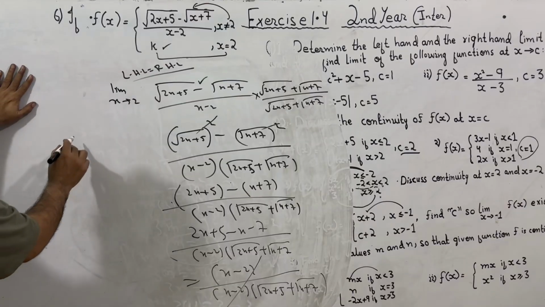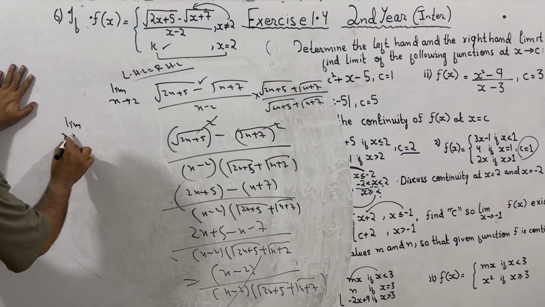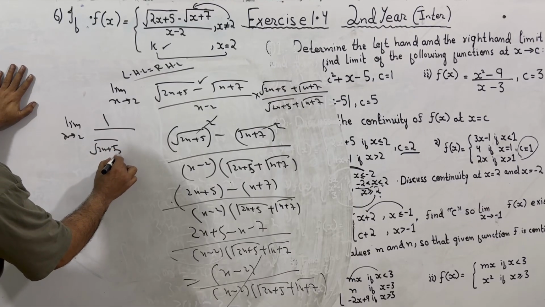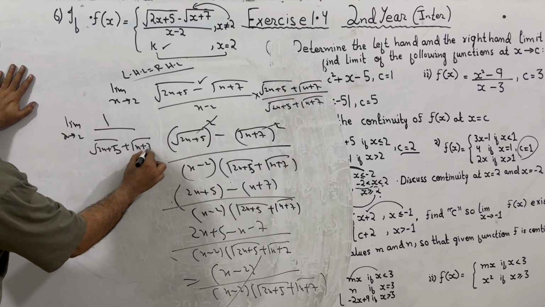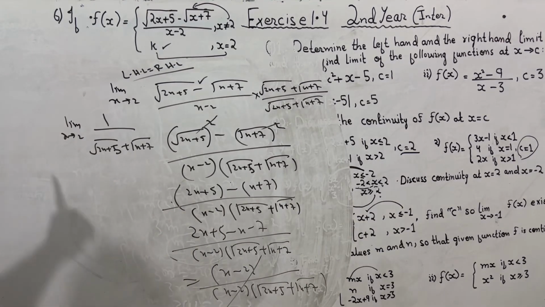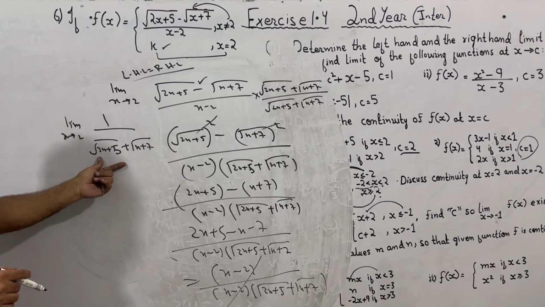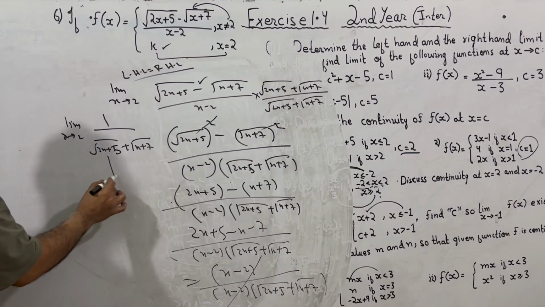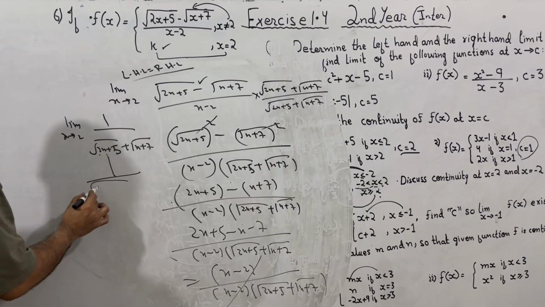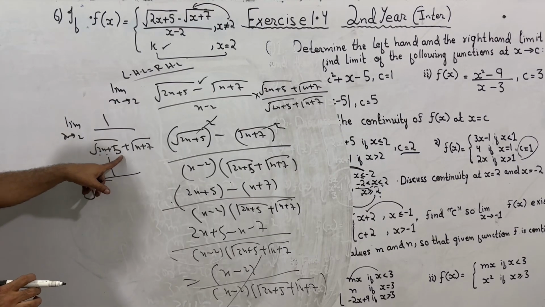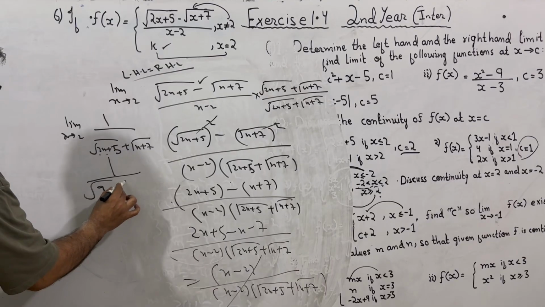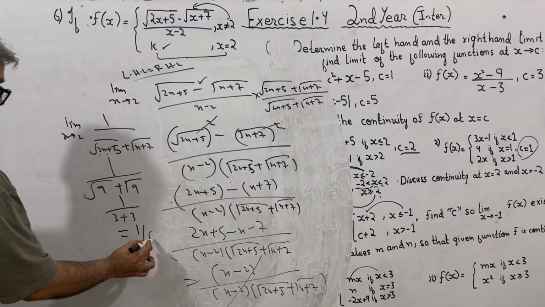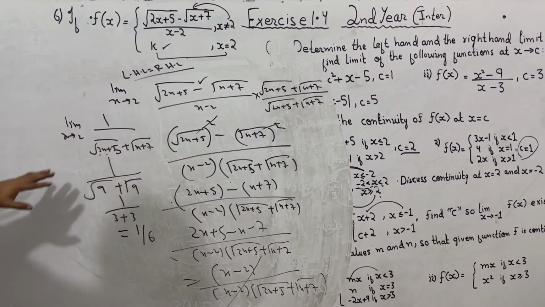Now I have limit x tends to 2 of 1 over the sum of root 2x plus 5 and root x plus 7. There is a denominator as well as square roots, so check by putting x is equal to 2. Two times 2 plus 5 is 9, not a negative quantity. 2 plus 7 is also 9. The square root of 9 is 3, so 3 plus 3 is 6. That is my limit value, 1 over 6.